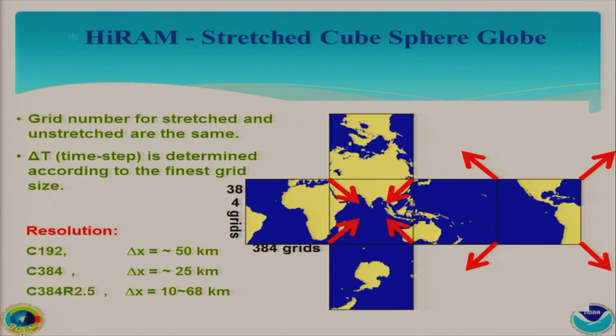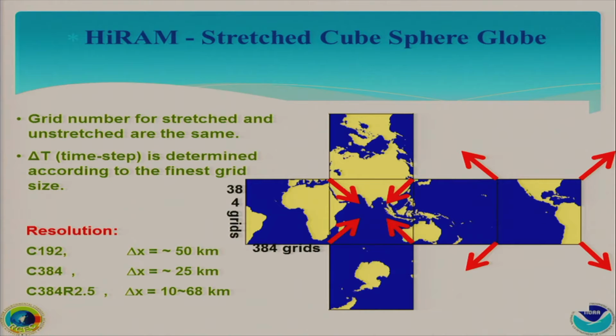Some of you are probably not very familiar with the cube sphere. So this is the original cube sphere globe. But if we use a stretch in one tile, then the other tile you will enlarge, but you still have the same grid for each tile. The total grid numbers for stretched and non-stretched are the same, but because of stability, in stretched HIRAM you have to use a finer time step.